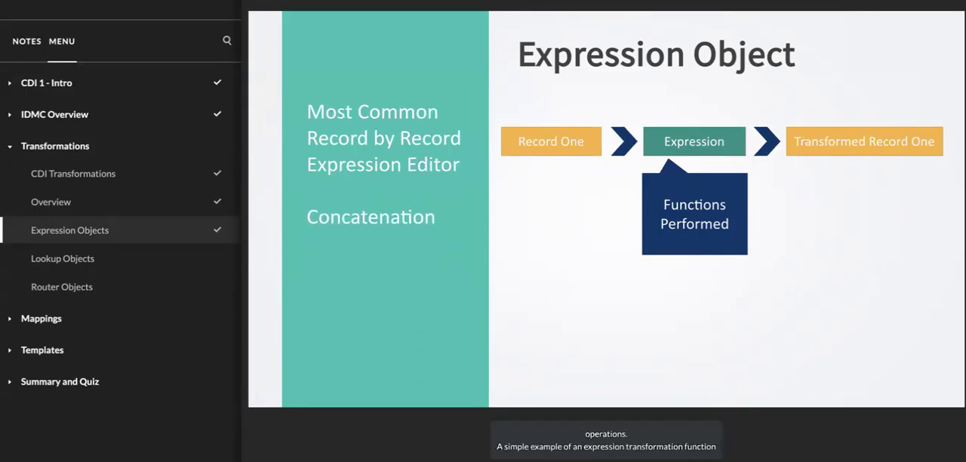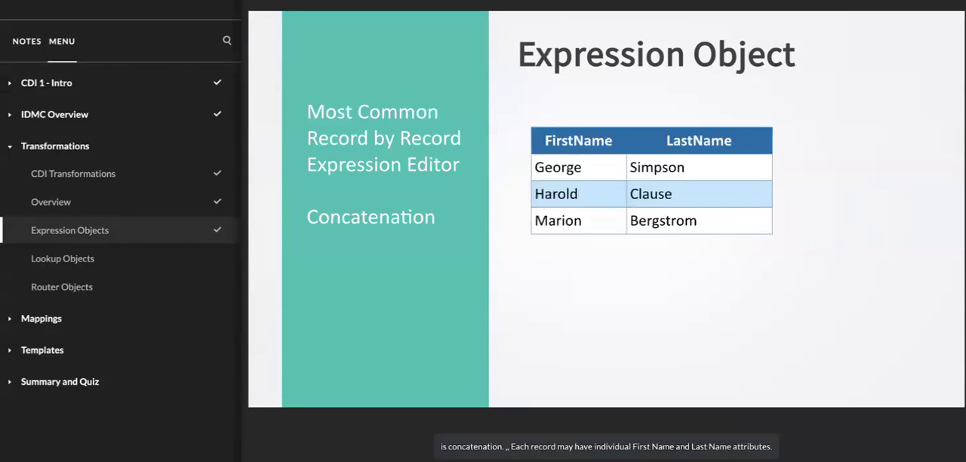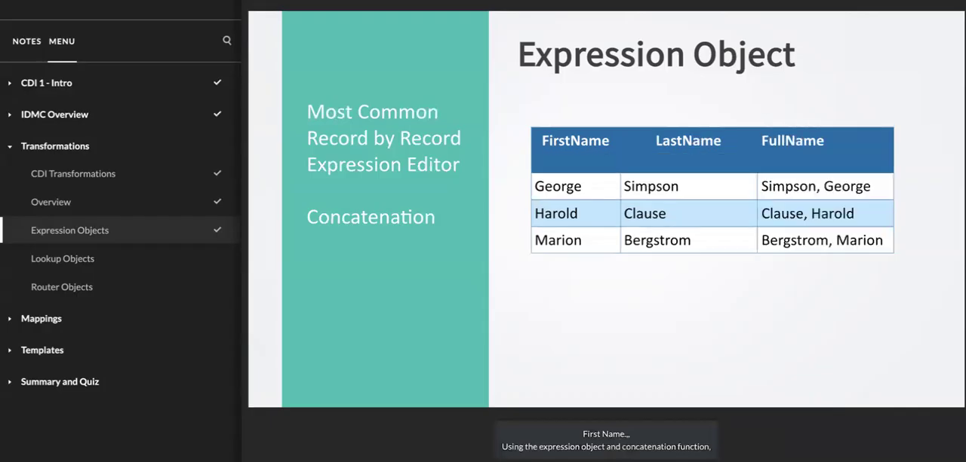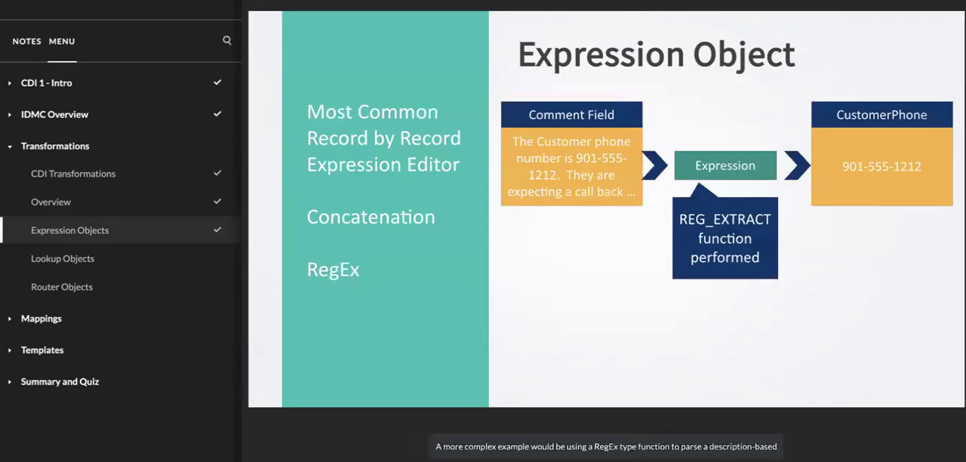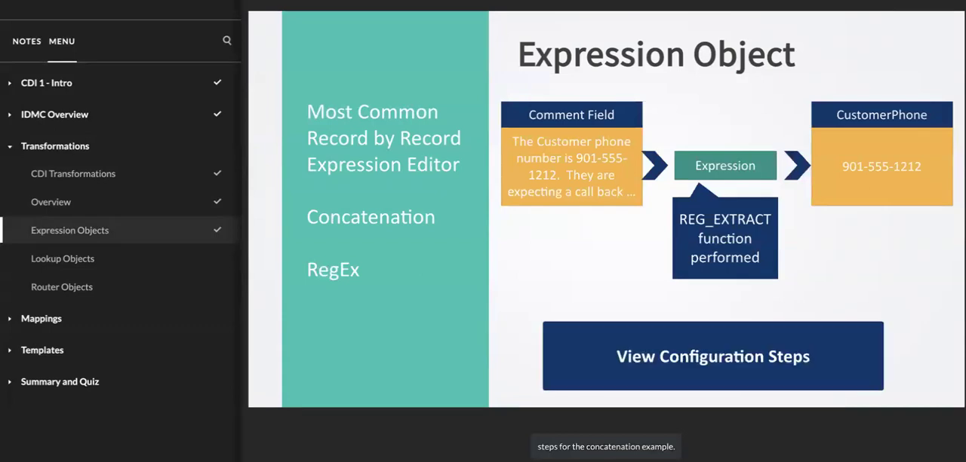A simple example of an expression transformation function is concatenation. Each record may have individual first name and last name attributes. The target may expect a combined name of last name, comma, space, first name. Using the expression object and concatenation function, you would create a new attribute for each record named full name with the result of concatenation populating it. A more complex example would be using a regex type function to parse a description-based field to extract out a particular string. Click the button to view the configuration steps for the concatenation example.